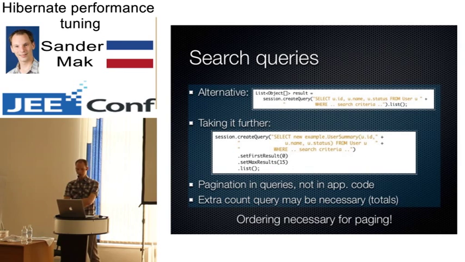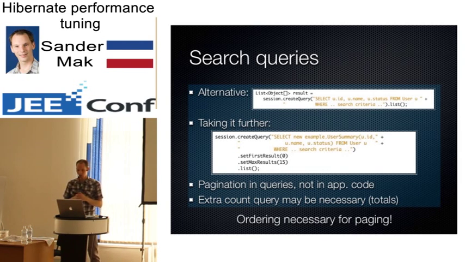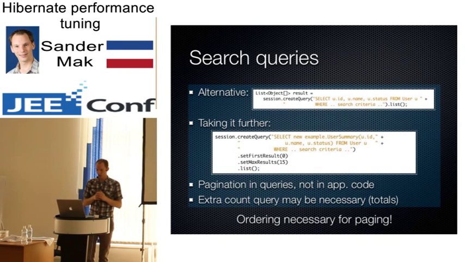An alternative would be to use this form, where you just select a few fields of an entity, and then you will get back a list of object arrays. This saves you from writing this POJO, but on the other hand, you will now have to go through this object array yourself and cast all the results of the ID, the name, and the status to the actual type. So I'm not really sure that you're winning much there. So as far as I'm concerned, you should use the POJO approach.